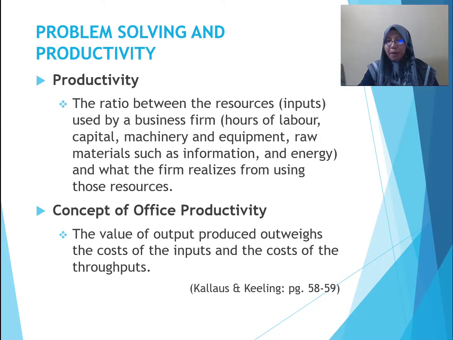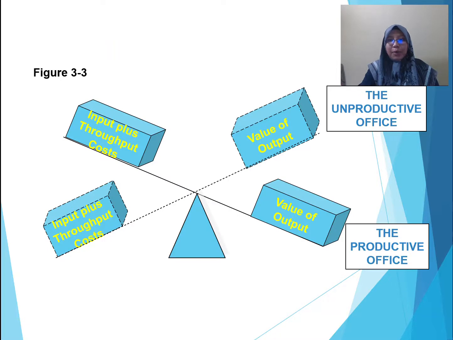And how about the concept of office productivity? The value of output produced outweighs the cost of the inputs and the cost of the throughputs. For this one we are referring again to Collins and Killing, pages 58 to 59. Okay, so this is what we call productivity. I think you are familiar with the term productivity. The next one is an example based on figure 3.3, which shows the unproductive office and the productive office.